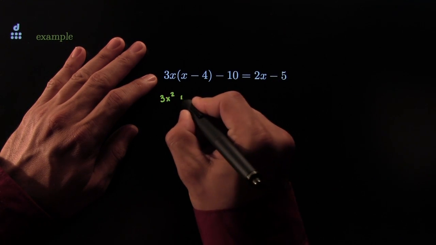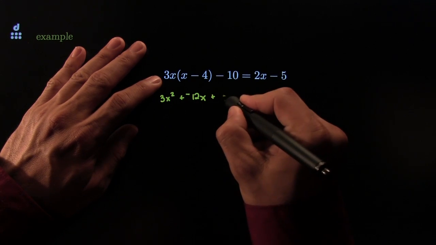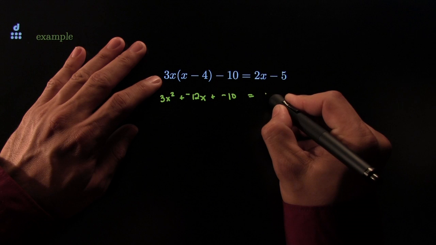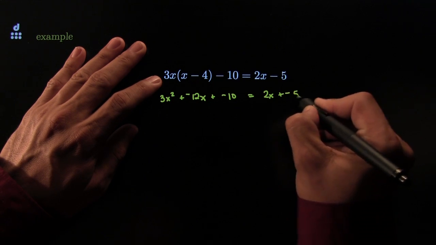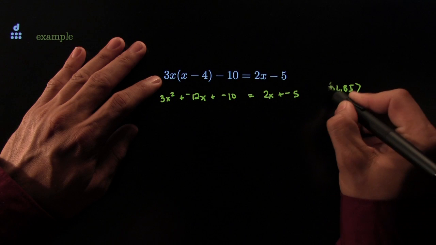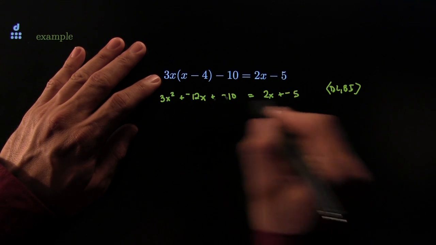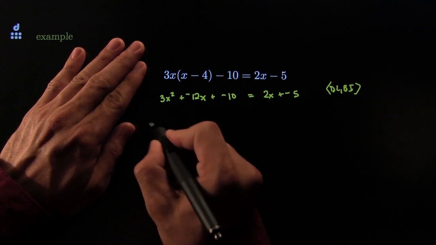3x squared plus 12x, that would be a negative, plus negative 10, and that's equal to 2x plus negative 5. That's just distributive law and some easy axioms. I distributed here. Definition of a minus b. I changed all the things to plus because I like pluses.